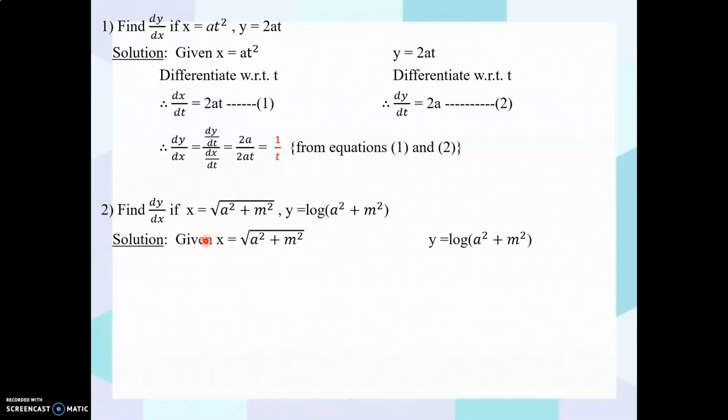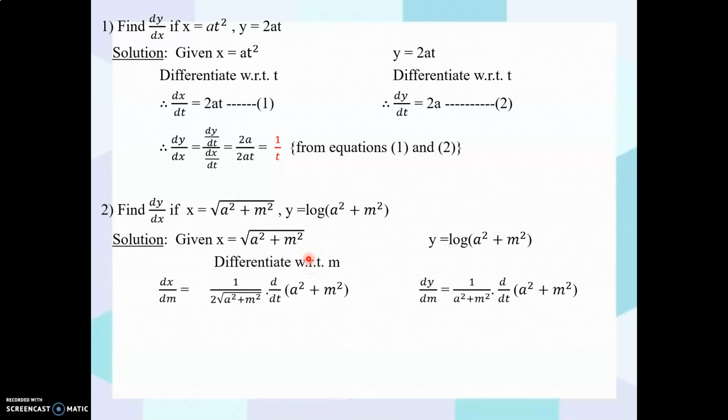So we'll first find x is equal to root of a square plus m square. So differentiating with respect to m, dx upon dm is equal to, this is in the format of root x, derivative root x is 1 upon 2 root x. Here 1 upon 2 into root of a square plus m square into derivative of a square plus m square. Since a square is a constant, derivative of a square is 0. Derivative of m square is 2m. So 2m upon 2 into root of a square plus m square, that's equal to 2 cancel, m upon root of a square plus m square. This is dx upon dm.